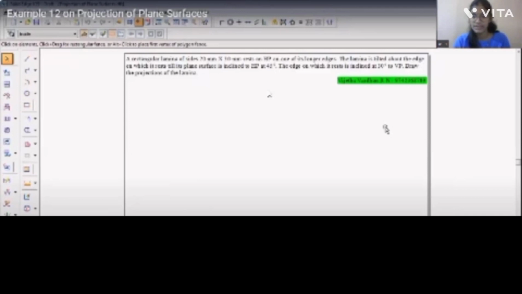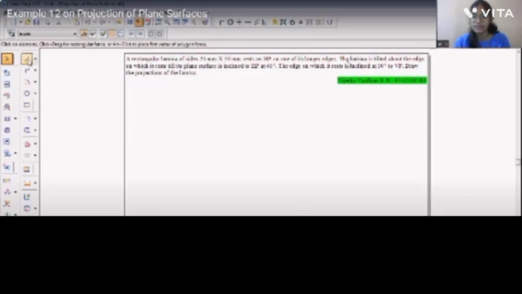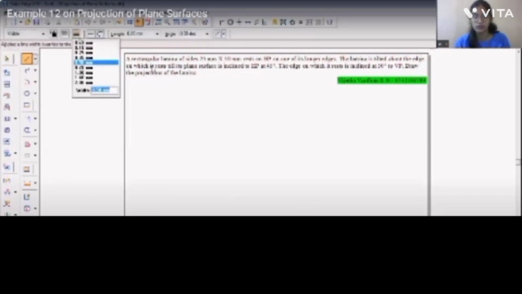Now, let us consider this question. A rectangular lamina of sides 20 mm into 30 mm rests on HP on one of its longer edges. The lamina is tilted above the edge on which it rests till its plane surface is inclined to HP at 45 degrees. The edge on which it rests is inclined at 30 degrees to VP.